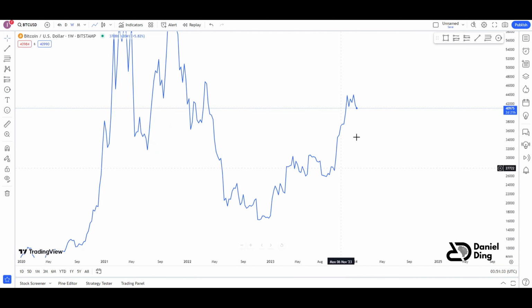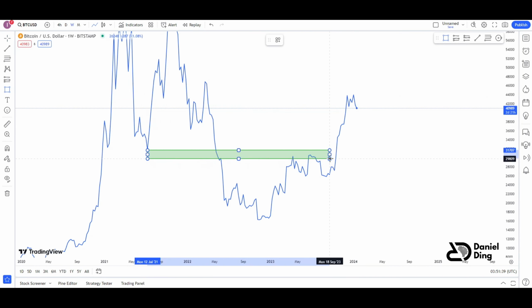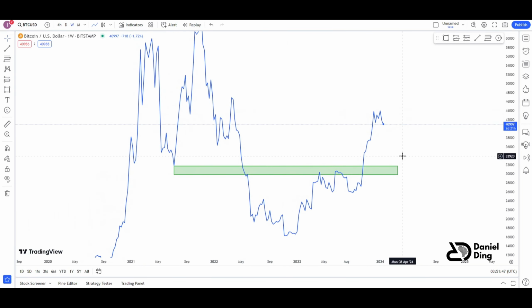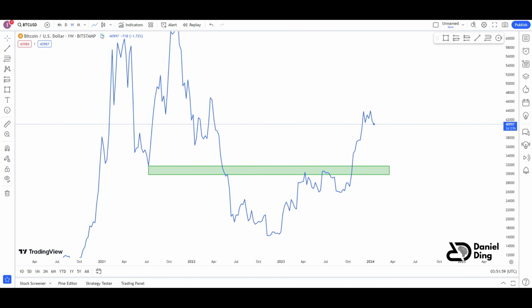So let's remove them. What I'm going to do is take my rectangle tool and mark a base, or we call it a zone. I prefer to call it a base. So this will be a base. All right. Always begin with weekly. So the higher the time frame, the stronger the base.